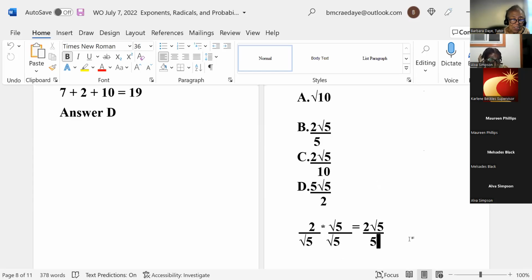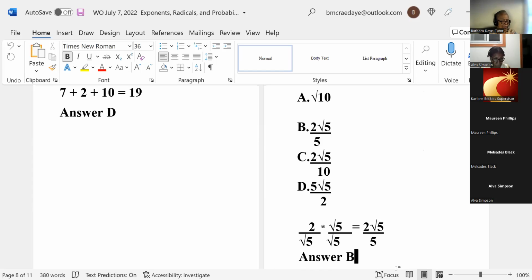Alva, you see that? Yes, Miss Barbara. Can you see the screen, Alva? Yes, I'm seeing it good now. So 2 times square root of 5 over 5 is answer B. Yes. That's number 6. Any questions on how you rationalize the denominator?